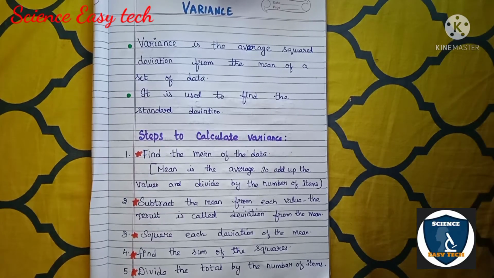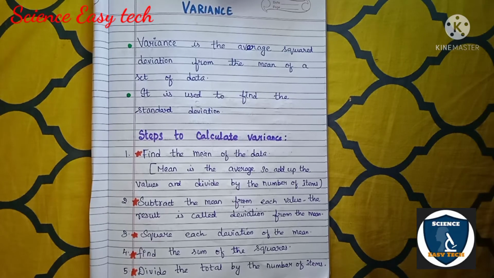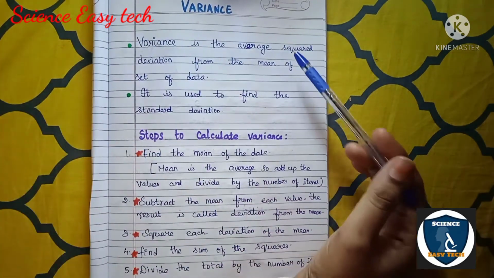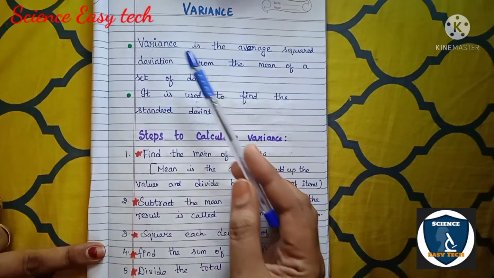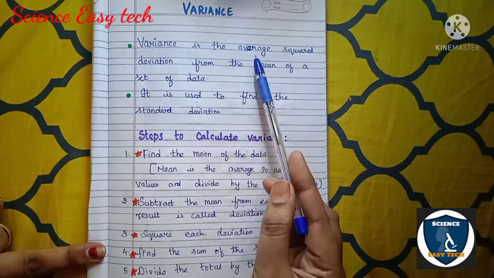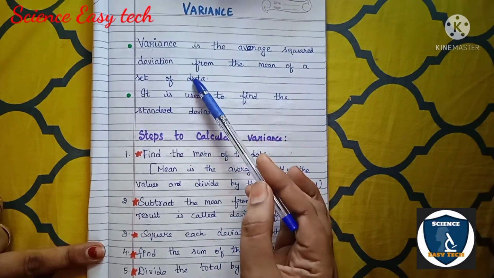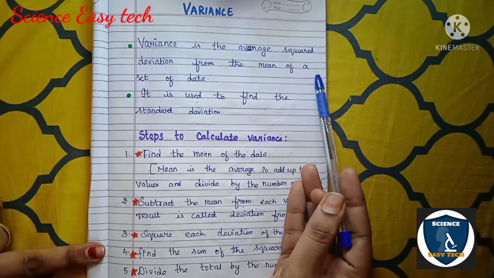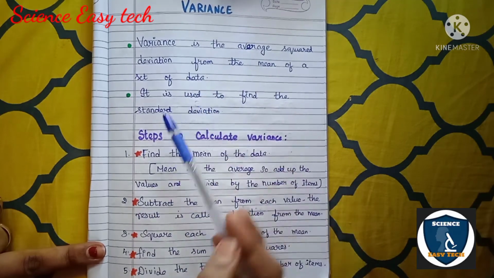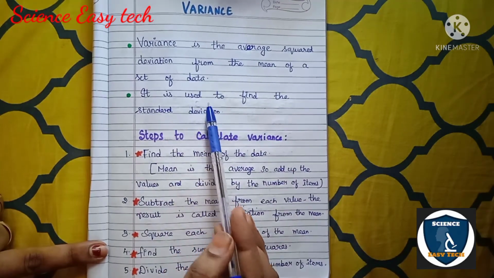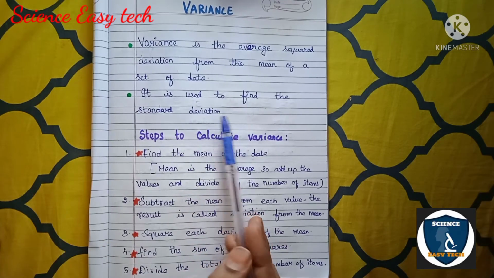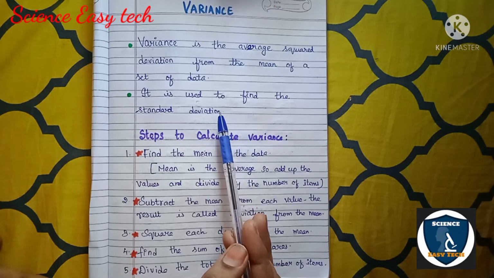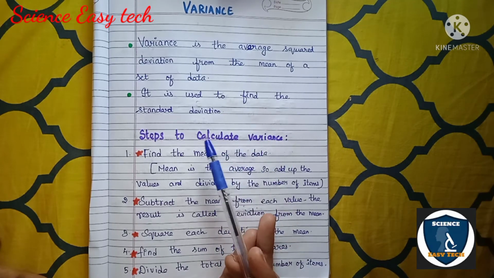Next, we will move on to the topic, that is variance. Variance is the average squared deviation from the mean of a set of data. So, what is variance? It is the average squared deviation from the mean of a given set of data. If you have calculated the variance, you can find the standard deviation very easily. That is, if you take the square root of variance, it is called standard deviation.